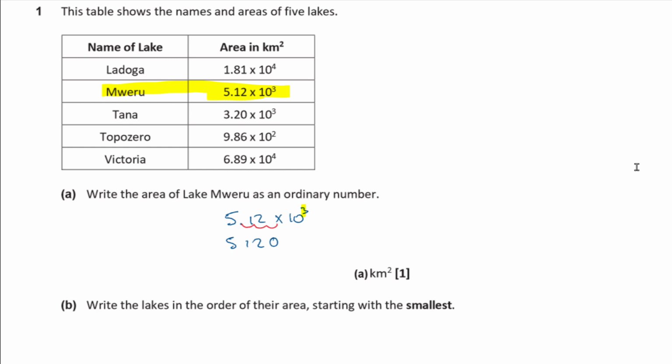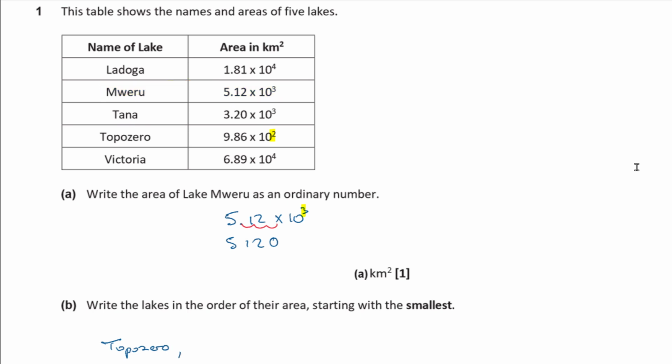Part B says write the lakes in order of their area, starting with the smallest. Okay, well the one which is the smallest is going to be the one with the lowest power, isn't it? Because that is going to be the smallest magnitude. So this one here with the 2, that is going to be the smallest. So Topozero is the smallest.